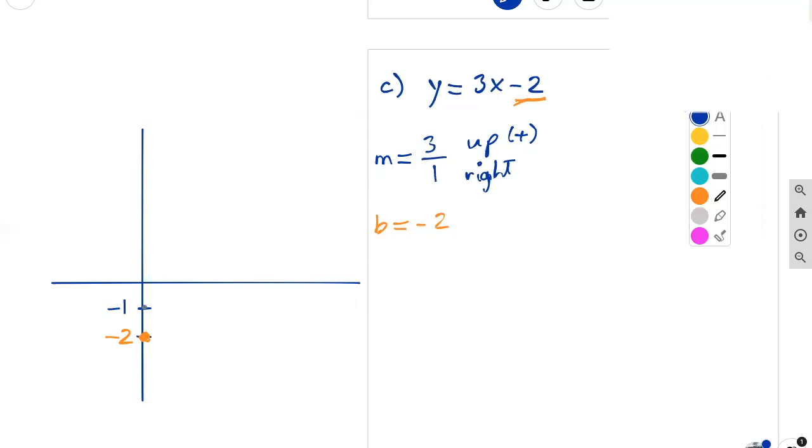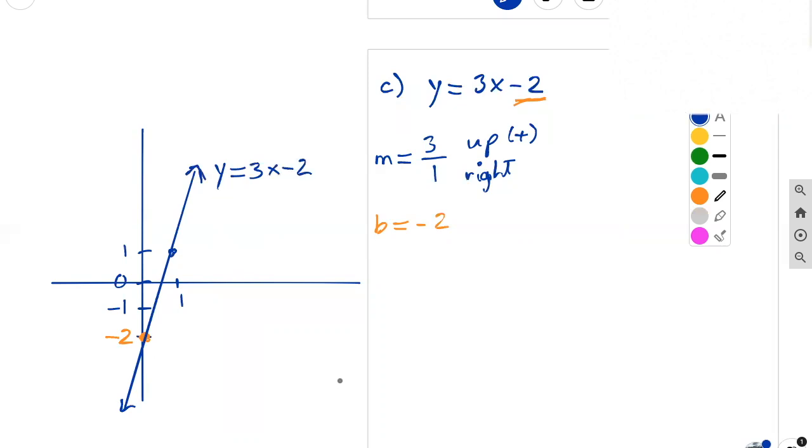Negative 1, that's up 1. At 0, you'd be up 2. And then when you get to 1, you're up 3 already. 1, 2, 3. And then 1 to the right. So you end up right here at 1. Draw a straight line that connects those 2 points. And there we go. There's your straight line. y equals 3x subtract 2.